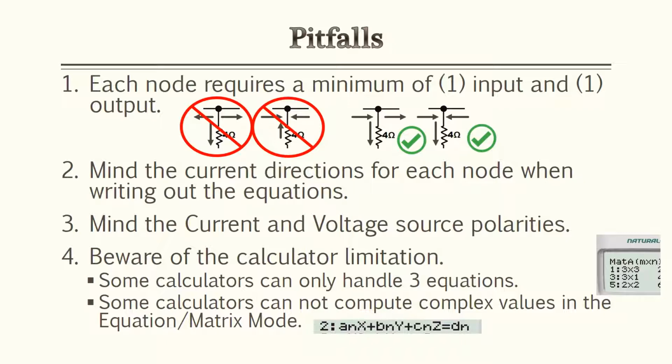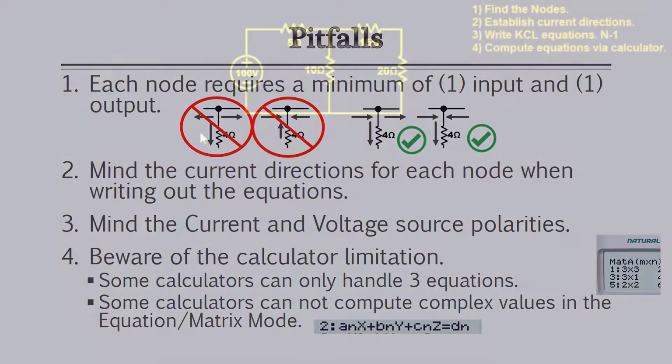Also, and this is very important, be aware of your calculator limitations. Now I'm using the Casio 115. That particular one can handle up to 3 equation matrices or 3 equations at once. However, that's as far as it can go. It can't go more than 3 equations at a time. Also, it does not compute any complex values. So I can't do any polar equations in this one. So just be aware of your calculator limitations. And again, we're going to show you how to use a little bit of your calculator in the examples.